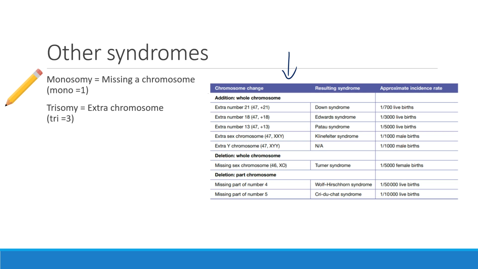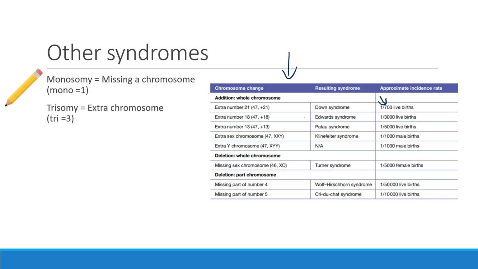So we can see that extra 21, that's going to be Down syndrome, which we just talked about. But there are other syndromes here as well. If you've got an extra one on number 18, then you've got Edwards syndrome. And over on the right is how rare these things are. You can see that Down syndrome is 1 in 700 live births. That seems to be happening a lot. Whereas something like 1 in every 5,000 births for Patau syndrome is kind of rare.